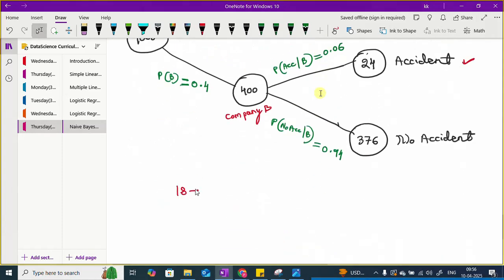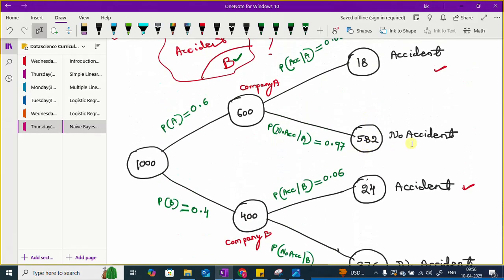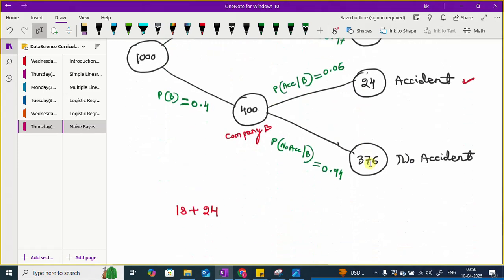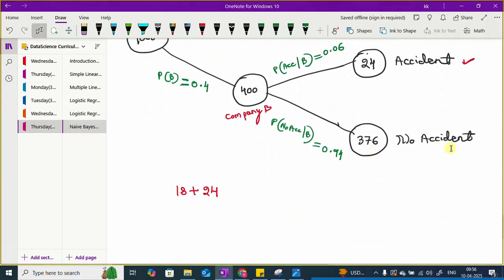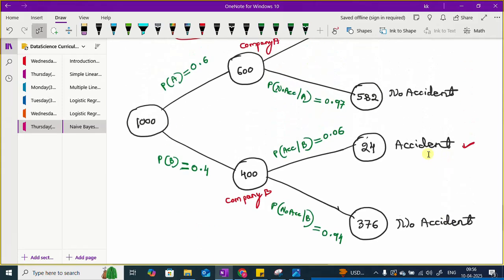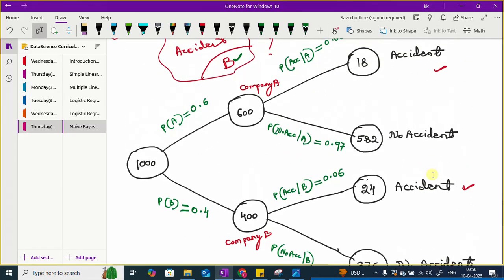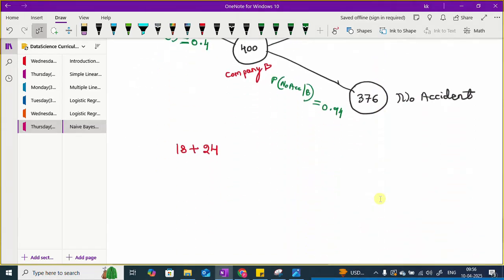Step by step, guys, I'm going. 18 plus 24. Let me explain. Because you can see here 582 no accident, which belongs to company A. Here 376 no accident, meaning this taxi does not face any accident. This driver is an expert driver, fantastic. These drivers are not good, maybe learners, or maybe eating somewhere else. That's why they make an accident. So 18 plus 24 is nothing but how much?